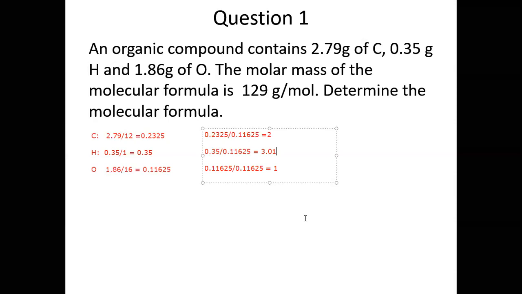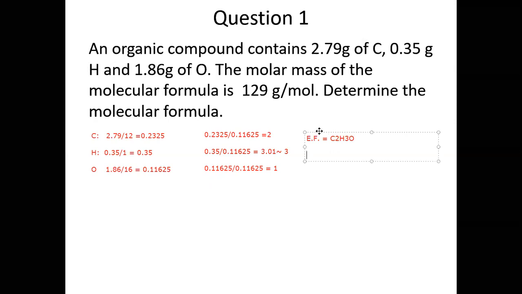And so we get a ratio of 2 to 3.01 to 1. And 3.01 is close enough to 3 that you can round this to 3. So we have 2 to 3 to 1. So those are whole numbers. So we can just write it as the empirical formula. So the empirical formula is, and again, you have to write it in the order that is given unless it specifies a particular order. So since it gave us carbon, hydrogen, and oxygen, we're going to put carbon, hydrogen, and oxygen.